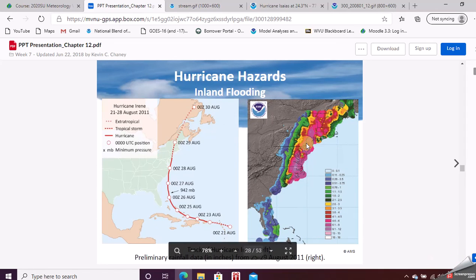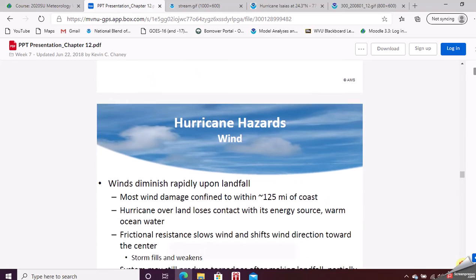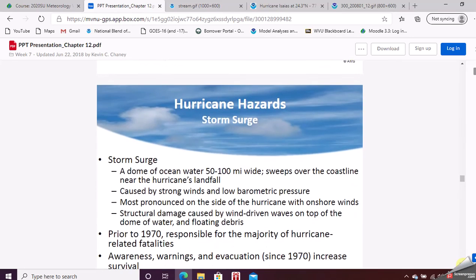Inland rain can be extremely heavy. Irene, I lived through it. It had a tremendous amount of rain with that storm. And you can see it over the eastern part here. Winds, obviously, debris with them, they get stronger.